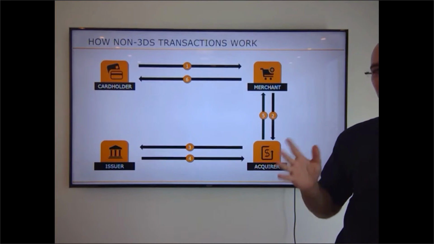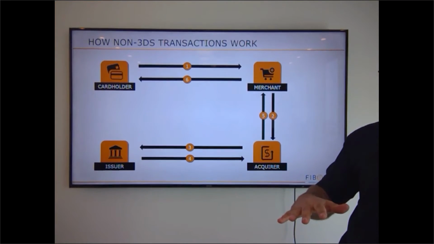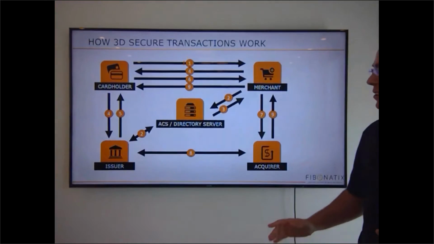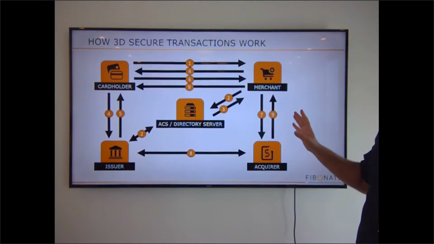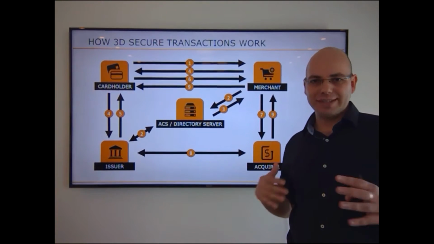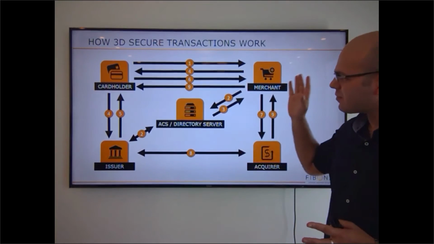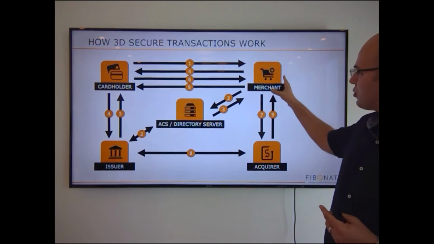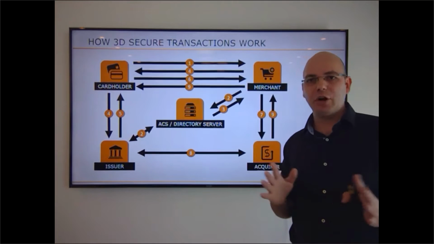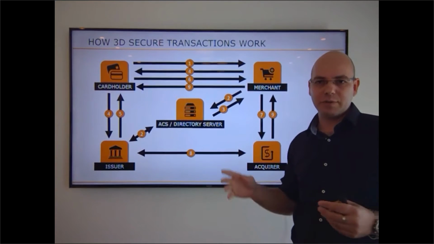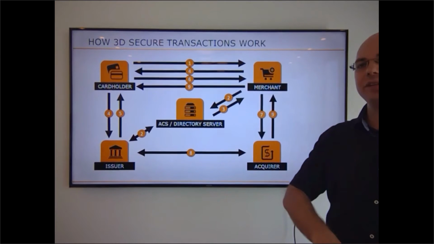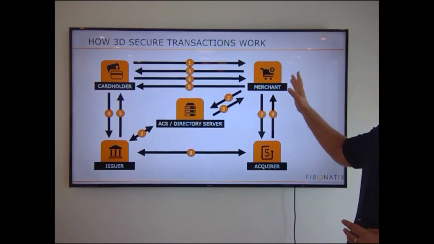Now let me show you what a 3D Secure transaction flow looks like. Don't be scared, it's a bit off-putting. So as you can see right off the bat, there are a lot more transactional flows, and I'll explain how it works. The cardholder approaches the merchant payment page. Basically, they do the same as with a non-3D Secure transaction. They put in the card number, the expiry date, the CVV, their details, and they click pay.